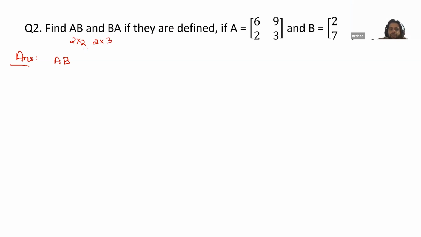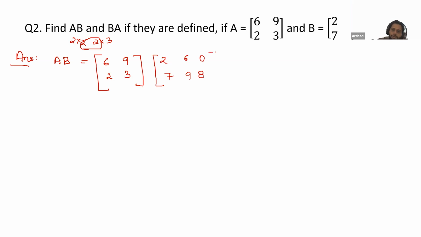So first, can we multiply these two matrices? Yeah, we can multiply, because these two are the same. So AB is equal to what? We have this matrix 6, 9 and 2, 3. We have the next matrix 2, 6, 0, 7, 9, 8. Please check carefully the steps for multiplication of matrices. How can you multiply two matrices?